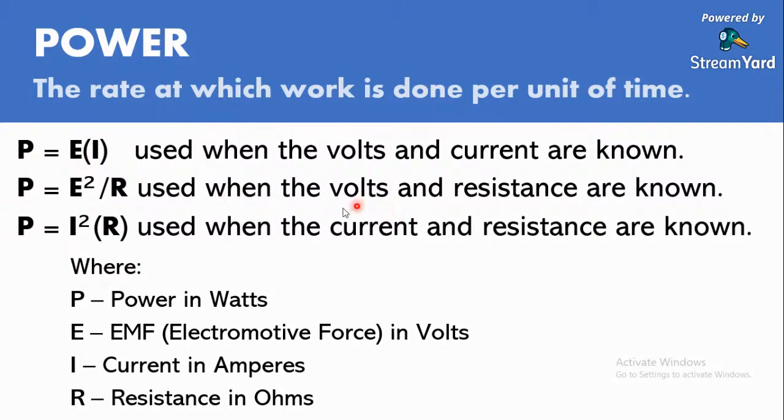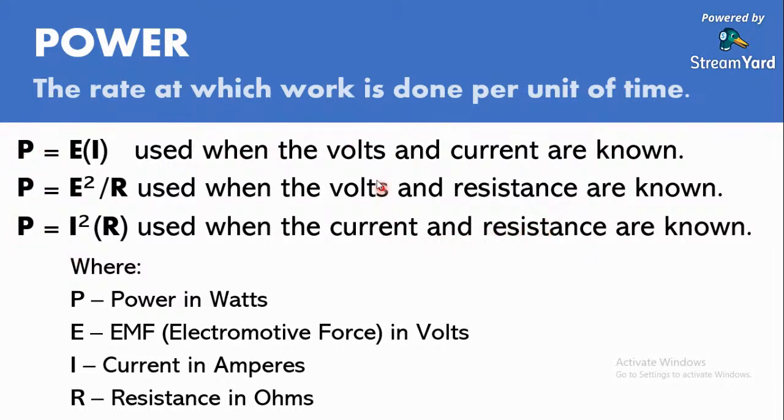And kapag given naman si voltage at resistance, ito ang ating formula. Power is equal to voltage square divided by resistance. Ibig sabihin, naka-square si voltage, so i-times by itself divided by resistance. Pag ang given naman natin is current at resistance, this is the formula. So you have I for current squared times resistance. Okay? Lagi nyo lang tatandaan yung formula natin. So, yung formula ni power, nag-iiba-iba depende sa given.